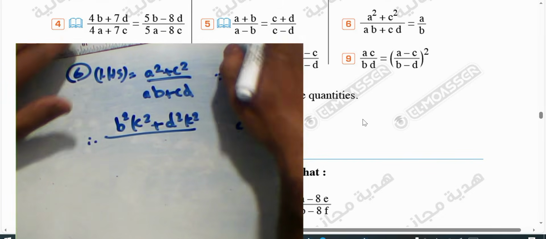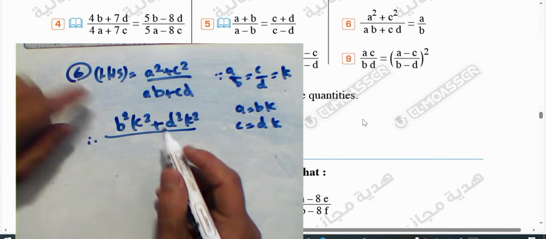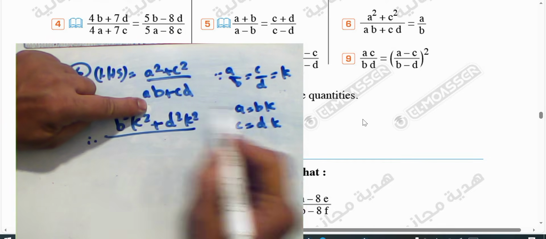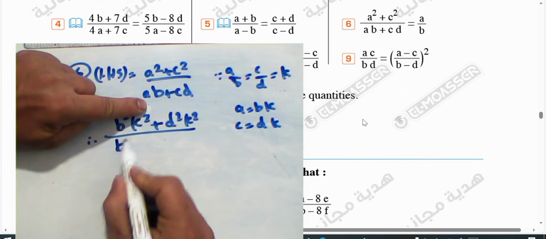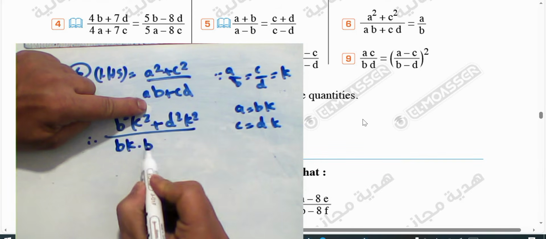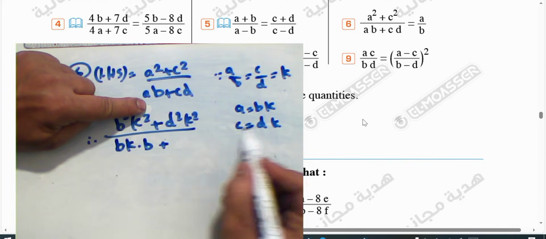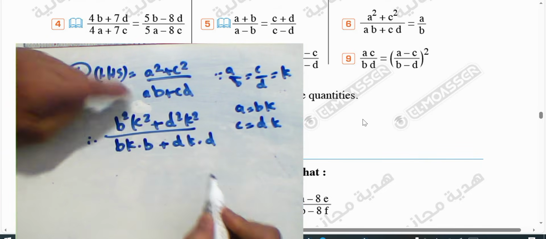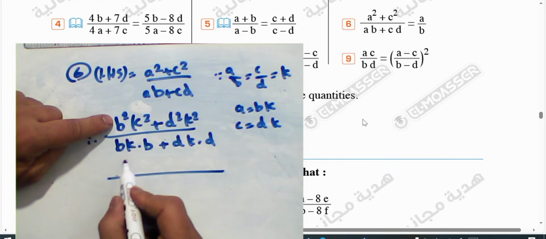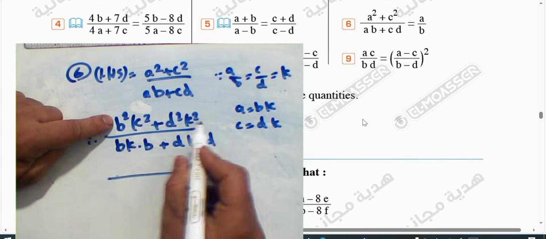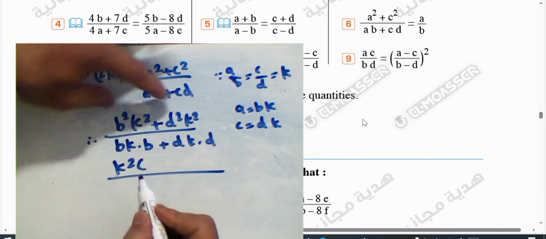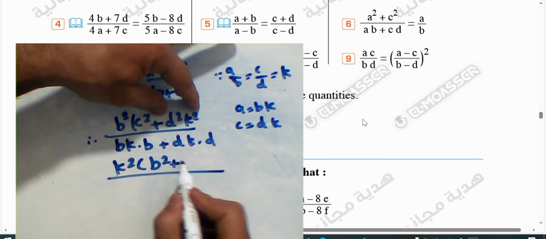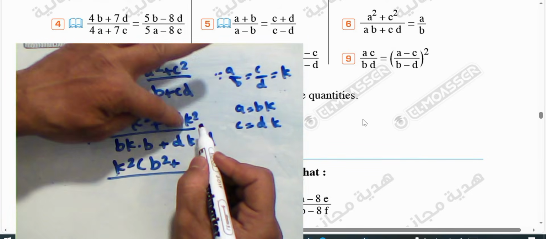Okay, complete with me. A times B. A here was DK. BK, okay? BK times B plus C times D. C was DK times D. Then we have P power 2, K power 2, we take the common factor between the two terms. Then the remainder here will be power 2. And this answer also divided by K power 2, it will be D power 2.